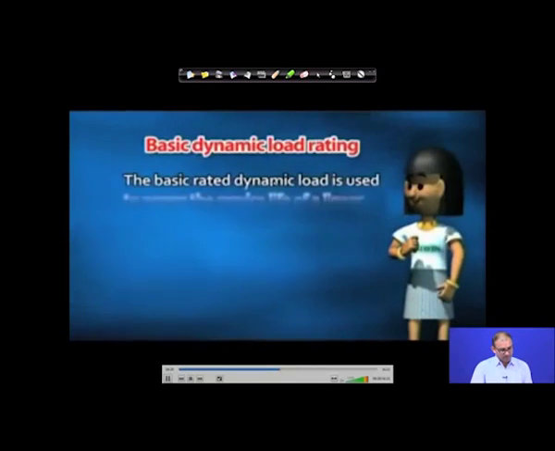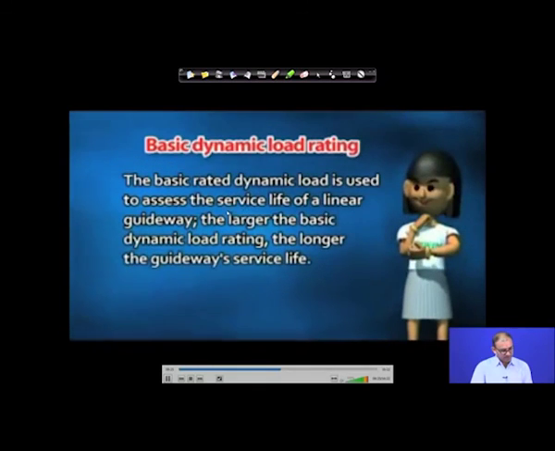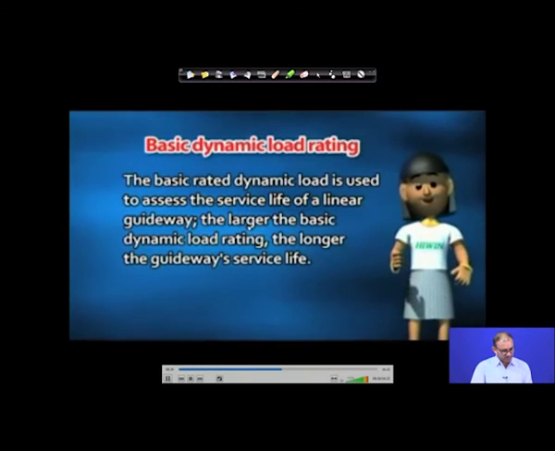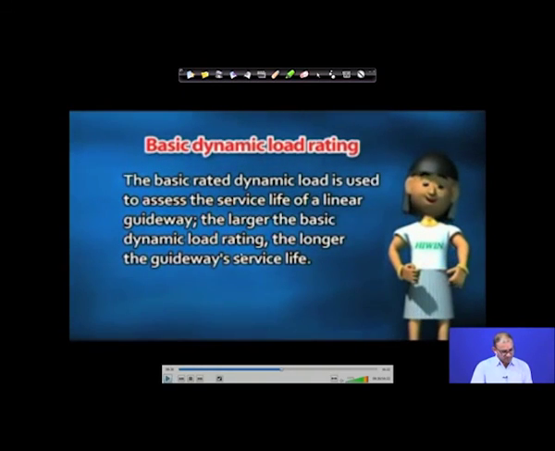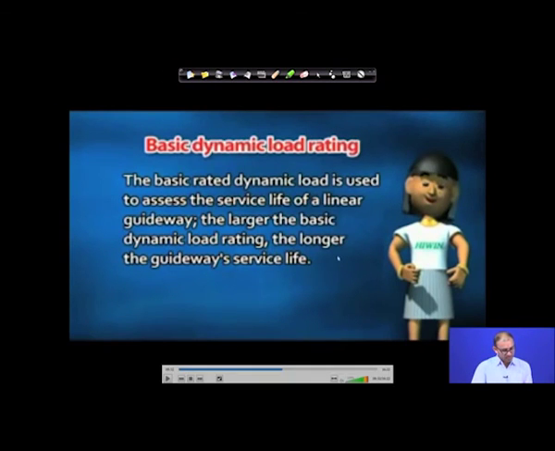The basic dynamic load rating capacity ensures the rated dynamic load is used to assess the service life of the linear guideway. The larger the load bearing capacity, the longer the service life, because if it is 50 kilometers and it reaches more than 50 kilometers, then our life is increased, because now the 10% deformation or defect will occur after 70 kilometers, 100 kilometers also. So, the higher the dynamic load rating capacity, the longer the service life of the component.